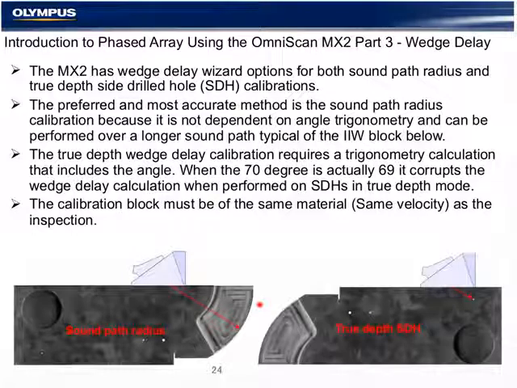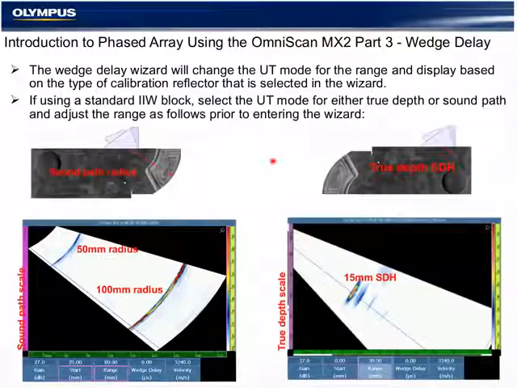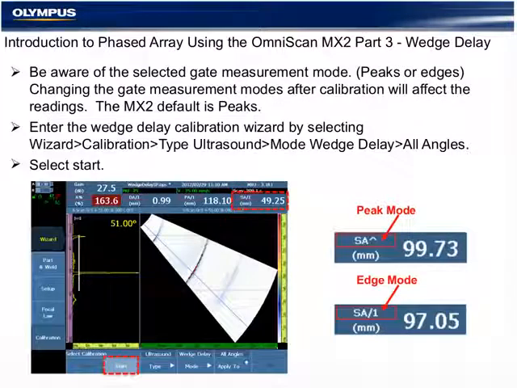The wedge delay wizard will change the UT mode for the range and display based on the type of calibration reflector that was selected in the wizard. So in this radius inspection, we'll see a sound path, and in the true depth, we will see a true depth. This will affect both how we set the range and how we position the gates to perform the wedge delay. And again, it's very important to make sure that you know whether you're in peak mode or edge mode, because how you calibrate is how you need to perform the application, because the readings will be relevant to the mode you were in when you calibrated. We are normally in peak mode for amplitude-based weld inspections and in edge mode for corrosion mapping and thickness readings where amplitude is not significant.